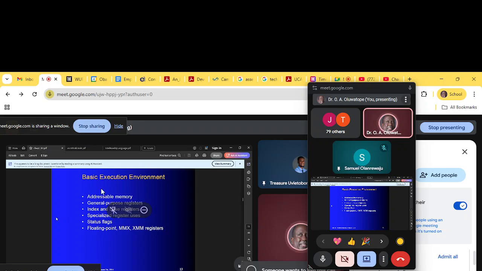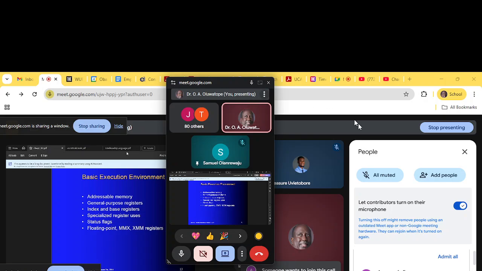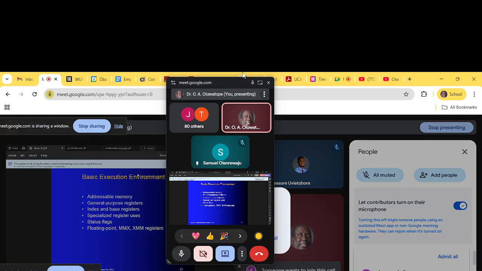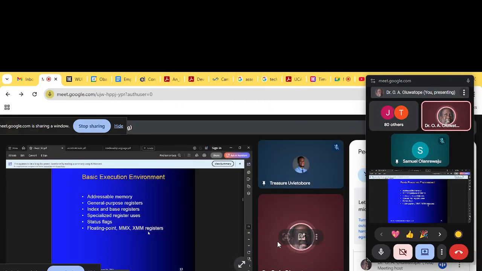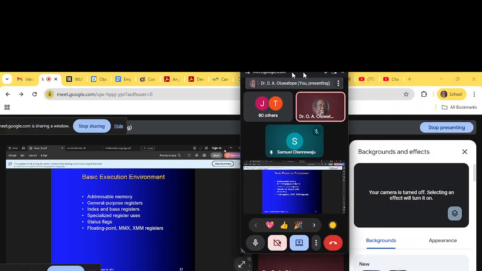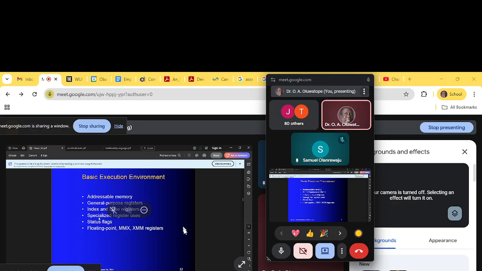So these are the categories of registers that are available in the 8086: general purpose, index and base registers, specialized registers, status flags, floating points, multimedia extensions, and extended memory registers.